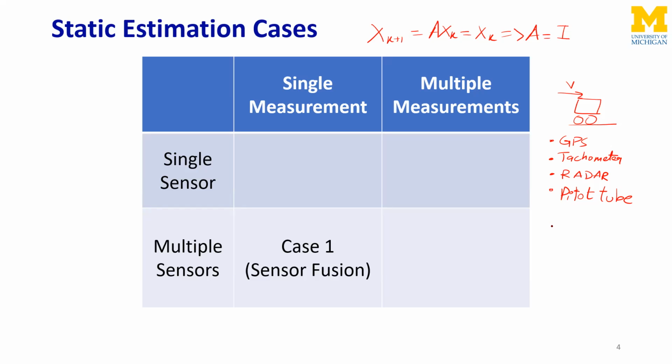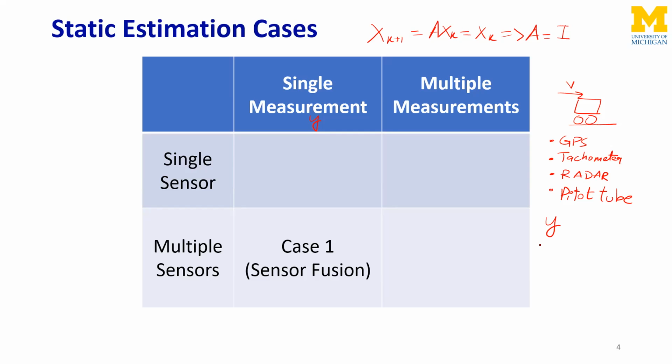And you can also get multiple readings from these sensors, or just one reading from this sensor. If you get just one reading, we're just going to call that measurement Y. So this is going to be the case of single measurements. I'm going to write Y. These could also be indexed by time.